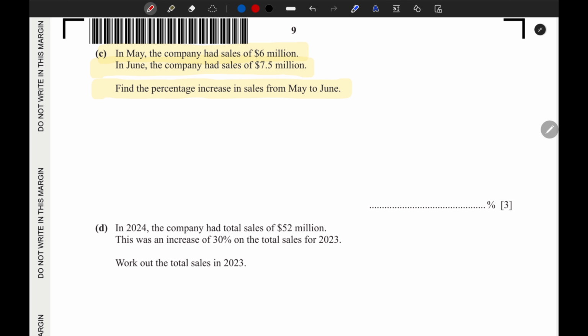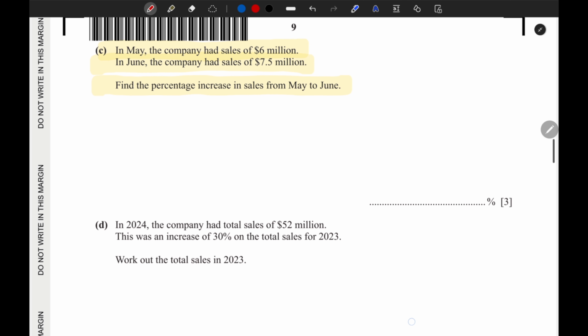See, in the percentage increase, what do we do? We actually find the difference. So what's the difference? The difference is actually 7.5 minus 6, which is $1.5 million. I'm not writing million in dollars, so it's understood. $1.5 million. And what's the original price? Original was $6 million.